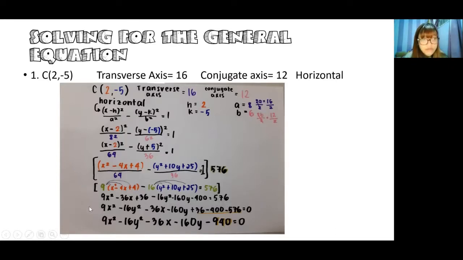Now you have to arrange them just like in the standard equation. It has to be 9x squared minus 16y squared minus 36x minus 160y plus 36 minus 400 minus 576 equals 0. 576 was transposed to the left side so that it will equate to 0. So the final answer is 9x squared minus 16y squared minus 36x minus 160y minus 940 equals 0.